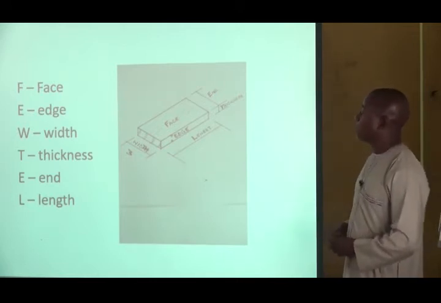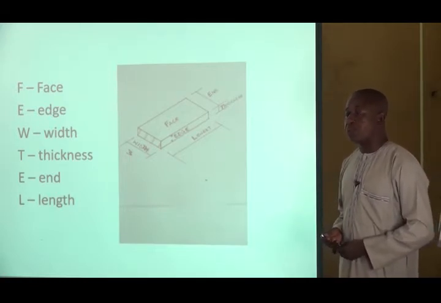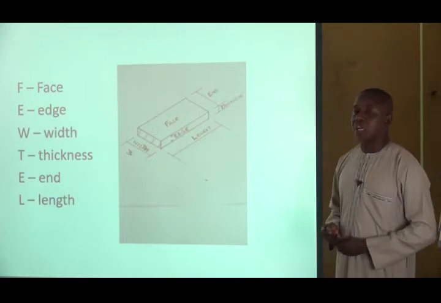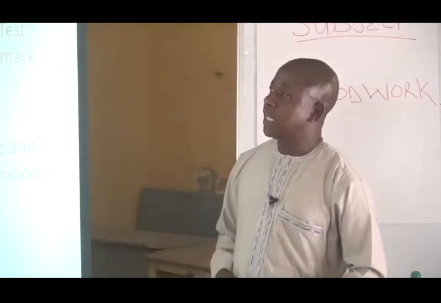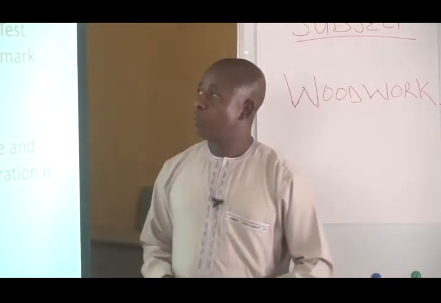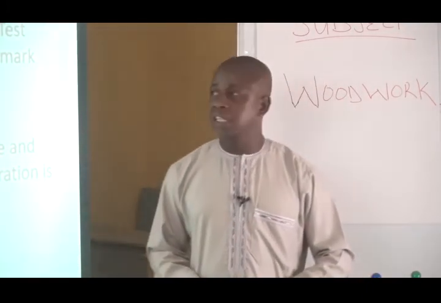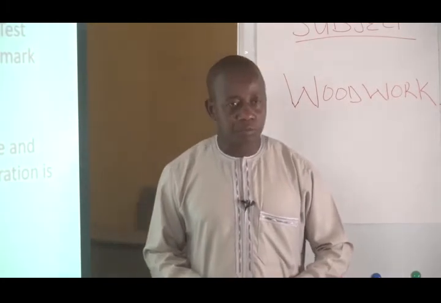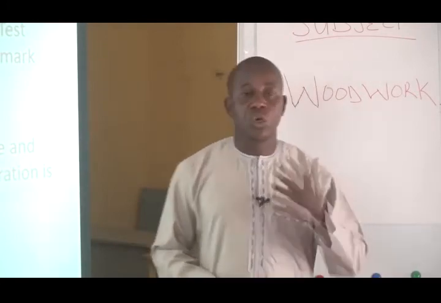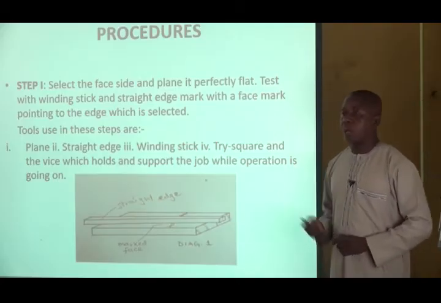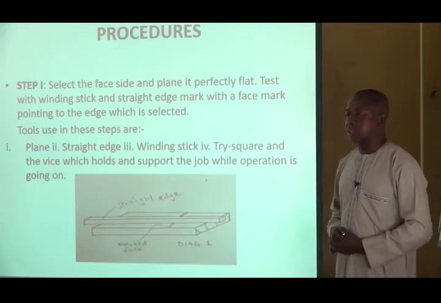That takes us to the process. The question is, what are the steps we are to follow to prepare our piece to a required size given by the exam body? Step one. Select the face side, plane it perfectly flat. Test with a winding stick and straight edge. Mark with a face mark pointing to the edge which is selected. After this operation, how do I know that my face is perfectly flat?